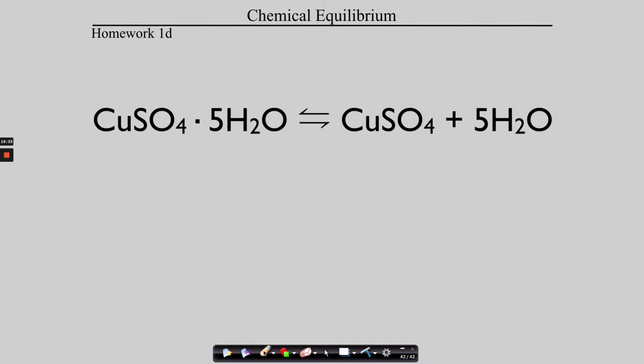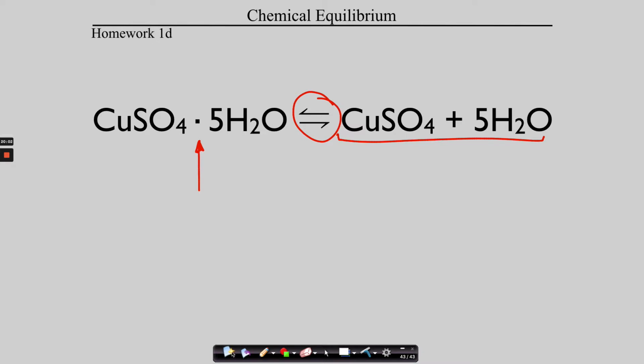Now some of you may have already noticed the part that looks a little different here. All right, the right side looks normal. We're used to that. We're now used to an equilibrium arrow too. That's totally fine. But did you notice that right there? We have never seen something like copper 2 sulfate multiplied by 5 waters. What does that even mean? Okay, well, let me tell you.